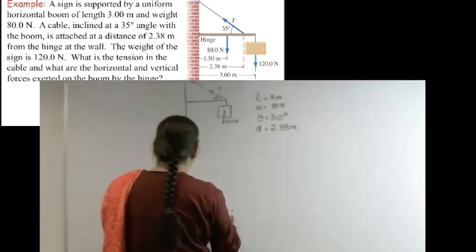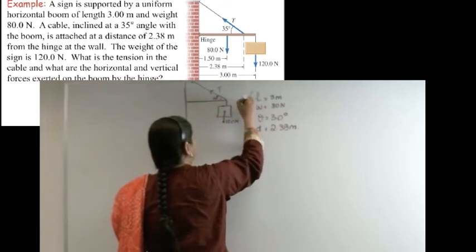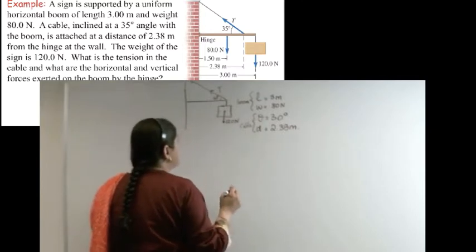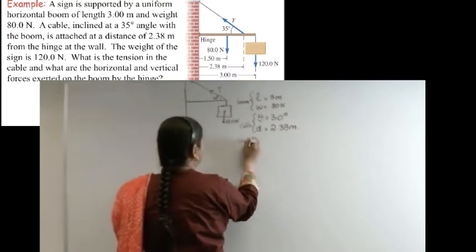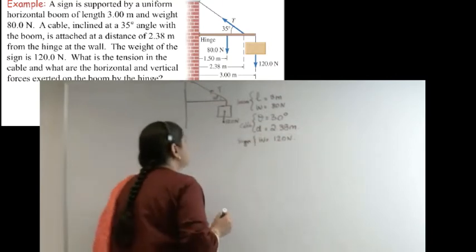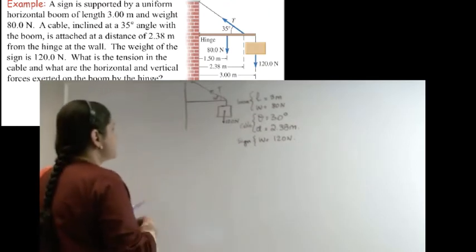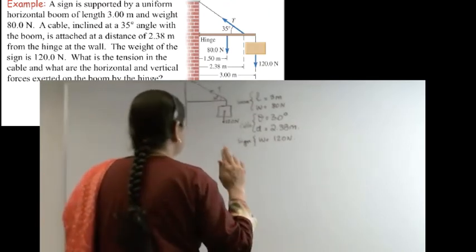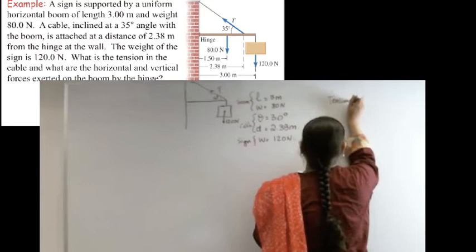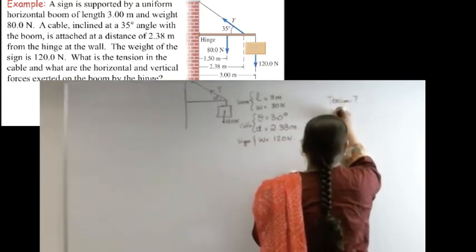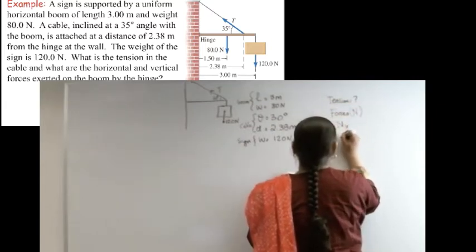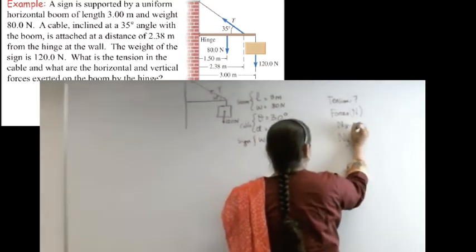And what we need is, this is for the boom, this is for the cable, and for the sign, the only thing that is given to us is its weight, which is 120 newtons. Okay, so this is all the information that the question is giving us. Now, what do we need in order to solve this? What we are solving for is the tension, and we are solving for forces, right? So I'm going to call them N. In order to be very careful, I need to solve for Nx and Ny.